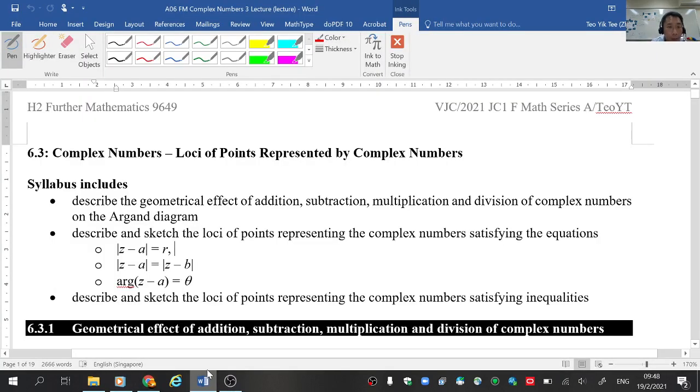Chapter 3 of your complex number. Okay, this section deals with the loci of the points represented by a complex number. And the first, of course, the syllabus includes the geometrical effect of addition, subtraction, multiplication, and of course division of complex numbers. So this is the first section that I'm going to go through right now.